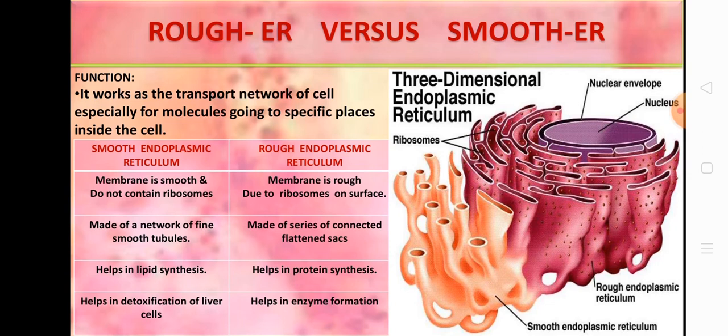In the case of some higher vertebrates, or animals with spine, the SER helps in detoxification of liver cells, and it helps to detoxify all the poisons and toxins, while RER helps in the formation of enzymes, and enzymes are made up of proteins. So that is all about the function of different types of endoplasmic reticulum. I hope you have noted the structural difference between the two.